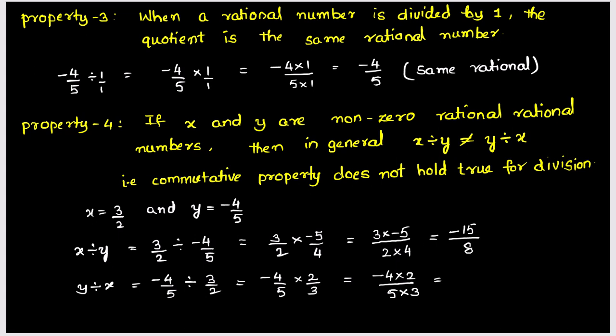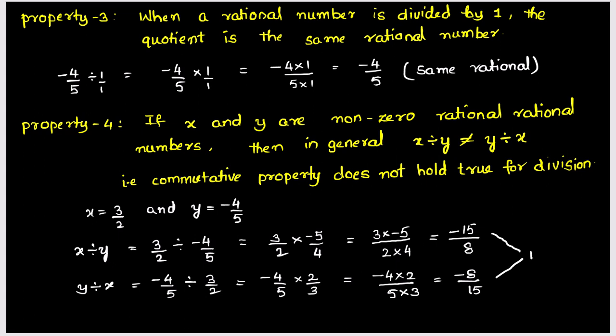So they don't have common factors, the numerators and denominators. So ultimately we have to multiply the numerators as well as denominators. Minus 4 into 2 is minus 8 upon 5 into 3 is 15. So now this is the result when y is divided by x. This is the result when x is divided by y. Now you compare both, children. X divided by y is minus 15 by 8. Y divided by x is minus 8 by 15.